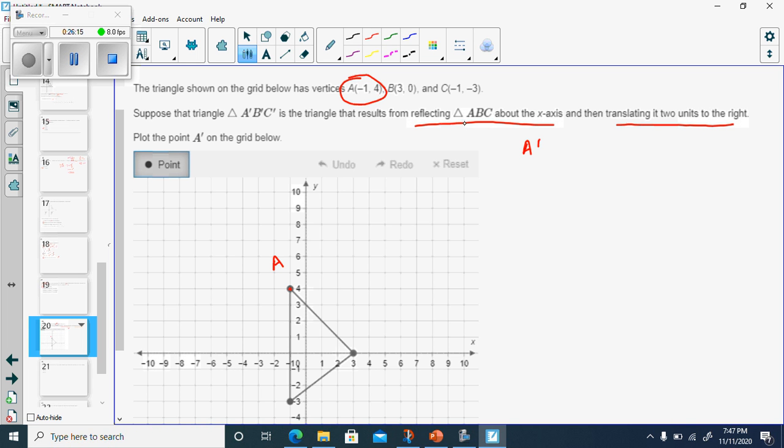They want us to reflect it over the x-axis. Here's the x-axis. This is 4 units above. So when I reflect it, it's 1, 2, 3, 4 below. Okay, there's the A prime. Then translate it 2 units to the right. 1, 2. This is where it would actually be plotted, right there. It's not the reflection alone. This is A prime. We had to do both transformations to get us there, didn't we?